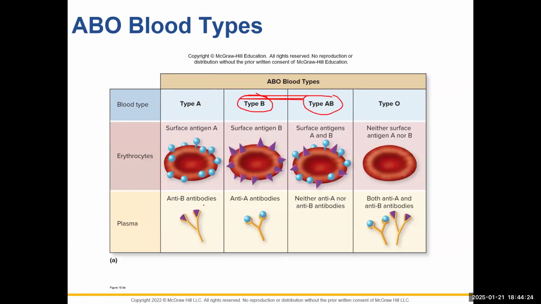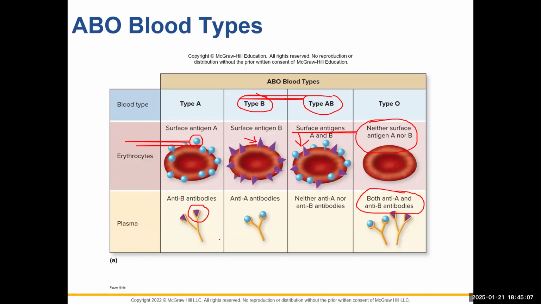Because here you can see, the anti-B antibodies have that specific configuration that can match up on these glycoproteins on this cell and on this cell, but not this cell, because they don't fit. It's like you have a key, but it just doesn't fit the lock. And then notice type O doesn't have any antigens. But these people possess both anti-A and anti-B antibodies.